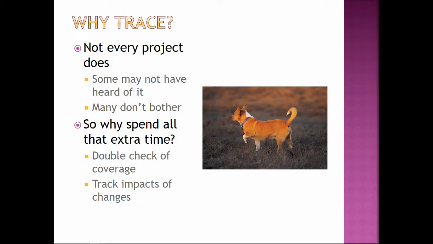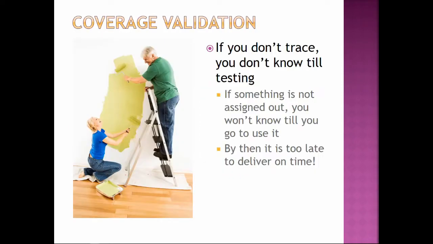And so that traceability becomes something not every project does. Some projects, maybe you haven't heard of it. So maybe projects don't bother with it. But why do projects sometimes spend all the time double checking this stuff? We can check the coverage of tests and we can check the impacts of changes, of course. But what's the value of that?